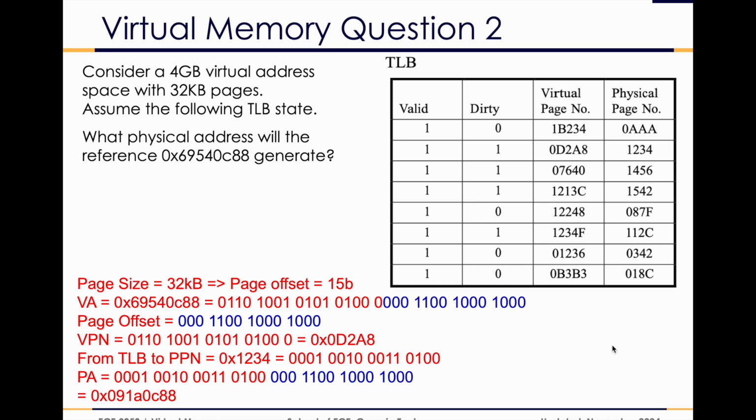This VPN turns out to be 0x0D2A8, which you can see is the second entry in our TLB here. The virtual page numbers match, and it is valid. It's important to check that it's valid, of course. After that, you can just get the physical page number from that, which is 0x1234. So you take 0x1234 and append the page offset we found earlier to it, and that gives us the final physical address of 0x091A0C88.